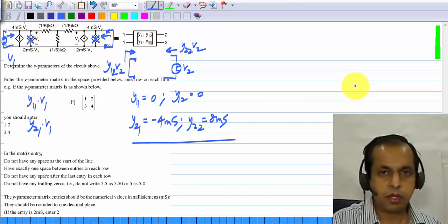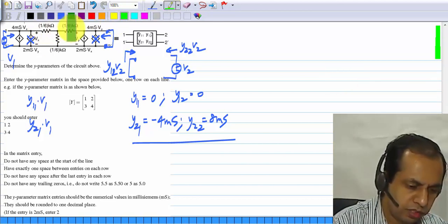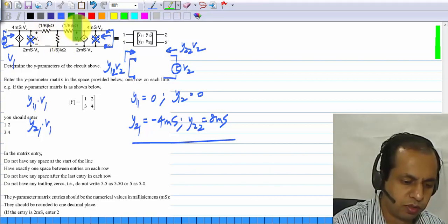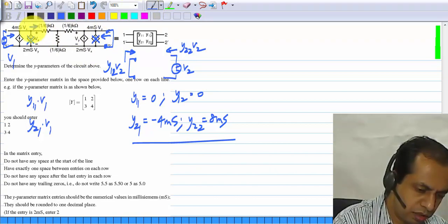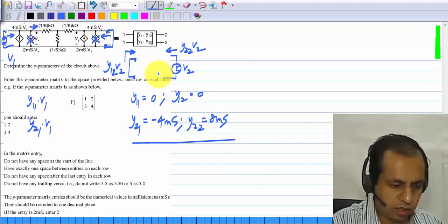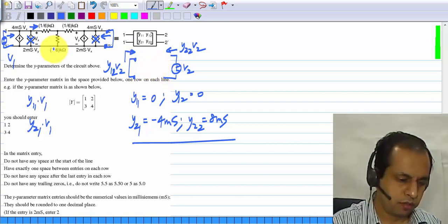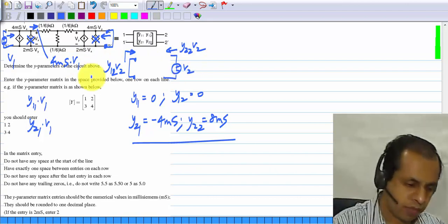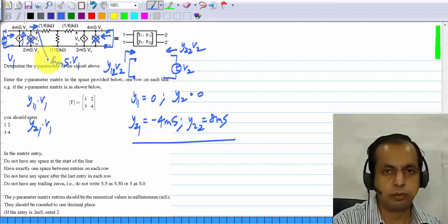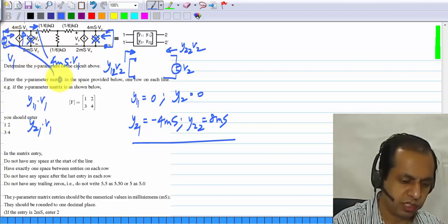Okay, and what do we have? We have this network, 1/6 of a kilo ohm. And if you calculate the current over there, you will see that that is exactly equal to 4 millisiemens times V1, and 4 millisiemens times V1 is being pushed that way. So the actual current flowing out of this voltage source is 0.